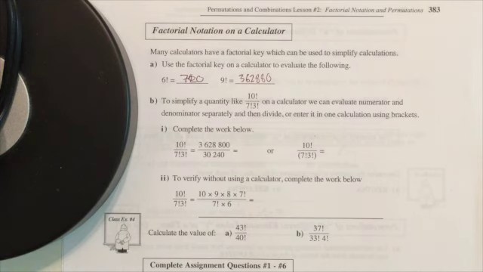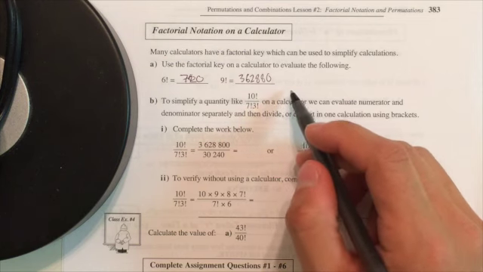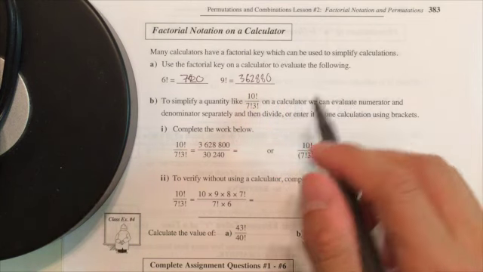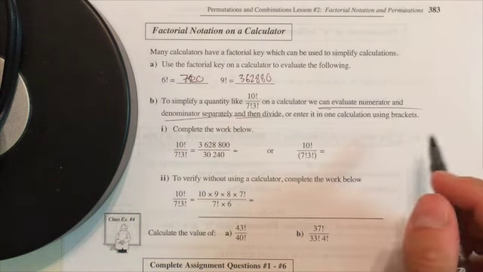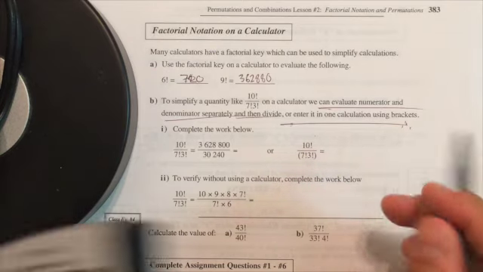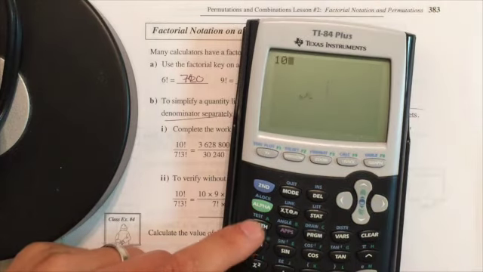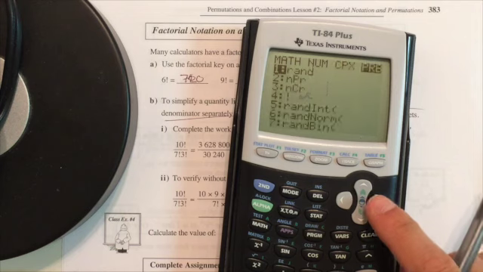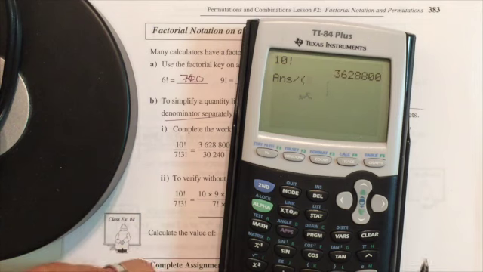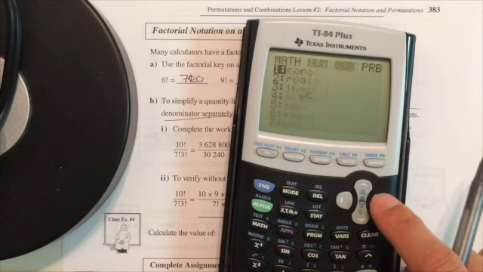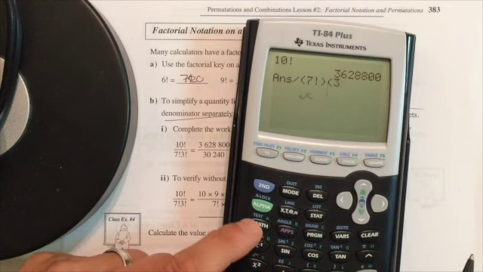Now to simplify a quantity like 10 factorial divided by 7 factorial times 3 factorial, we can also do this on a calculator. We would evaluate the numerator and the denominator separately, and then divide, or enter it in one calculation using brackets. That's very important. So the first thing we could do is do it separately. So I'd go 10, option 4, and then I would divide by 7 factorial times 3 factorial.